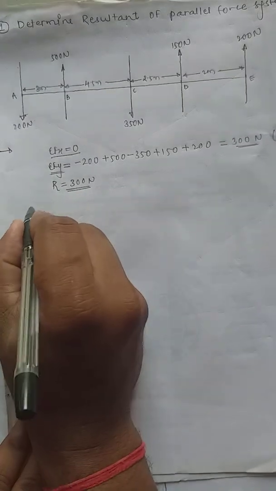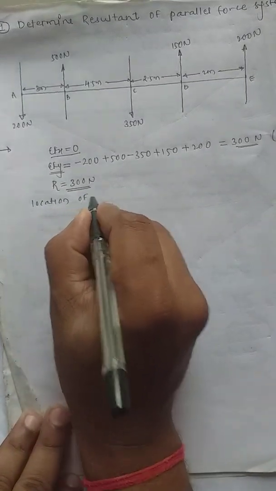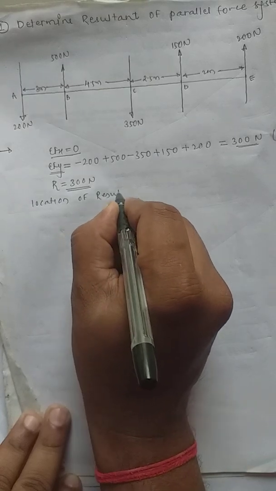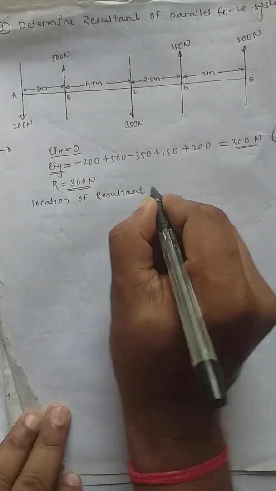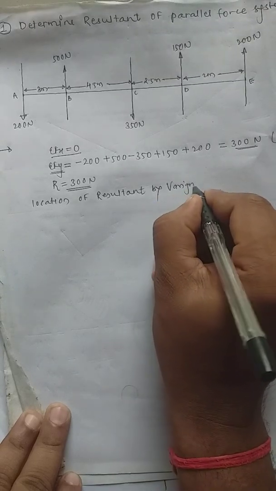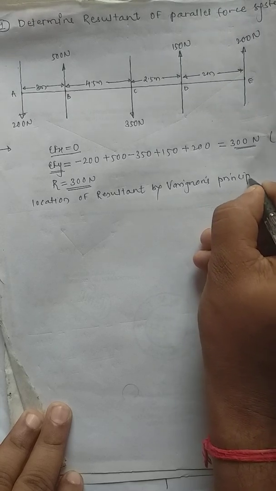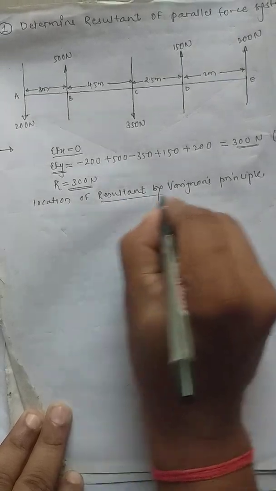Okay. Important is we have to locate the resultant. Location of resultant by Varignon's principle.